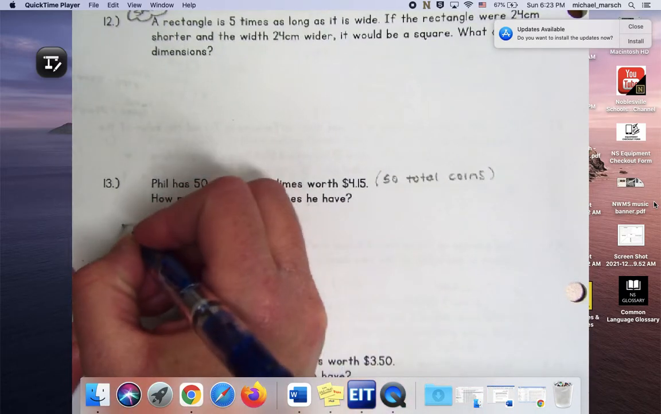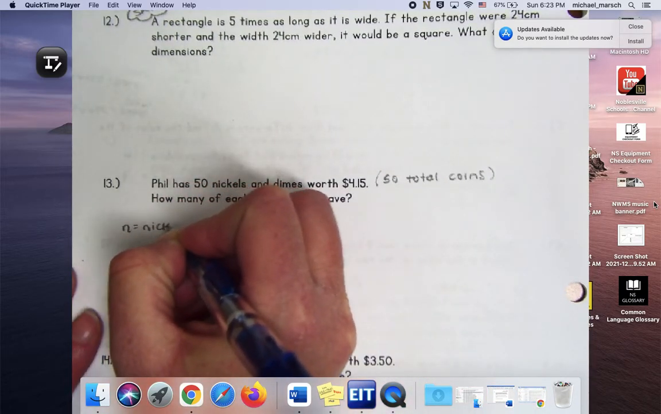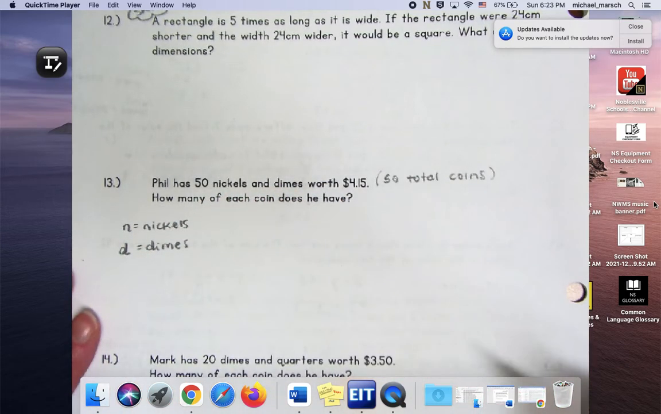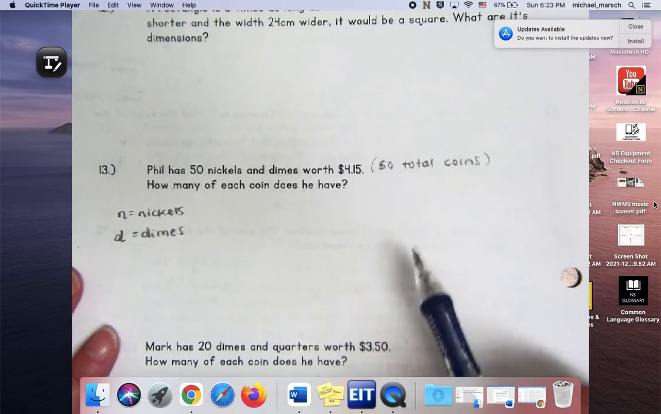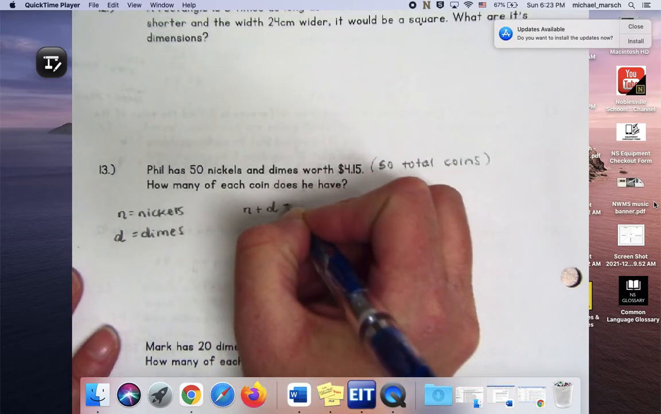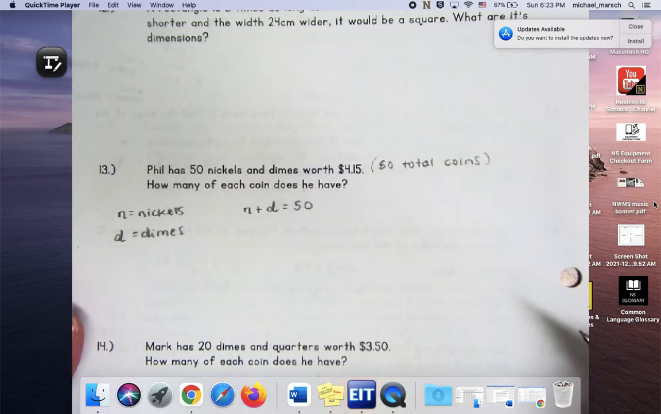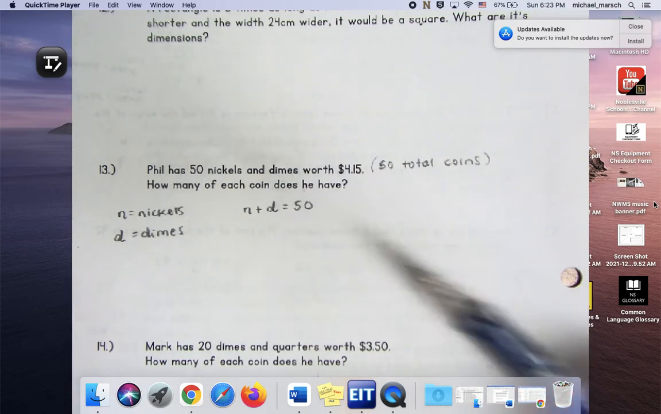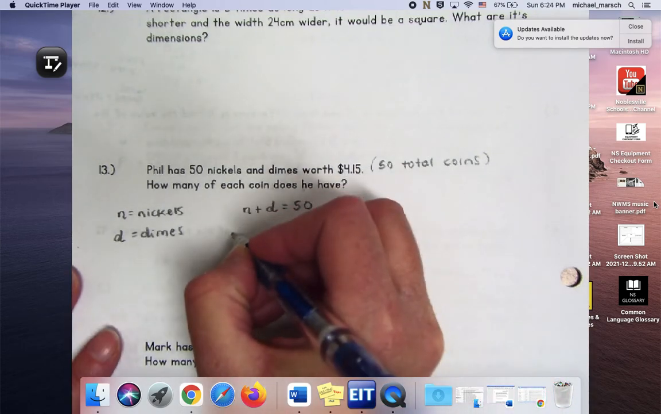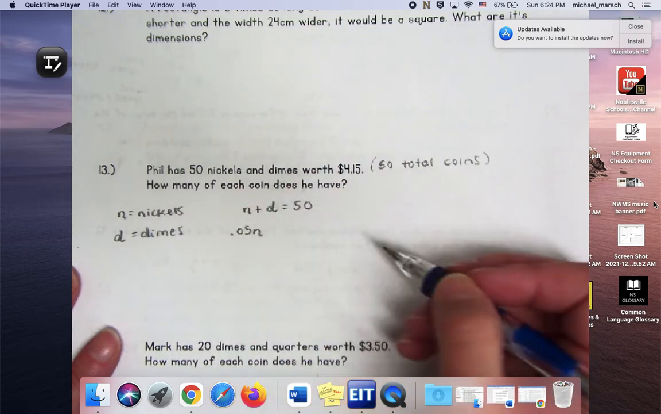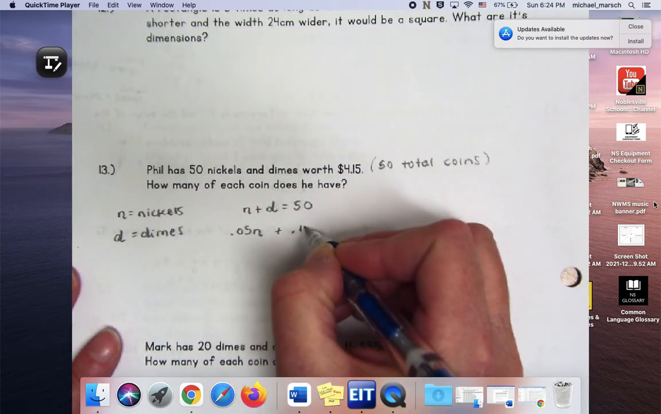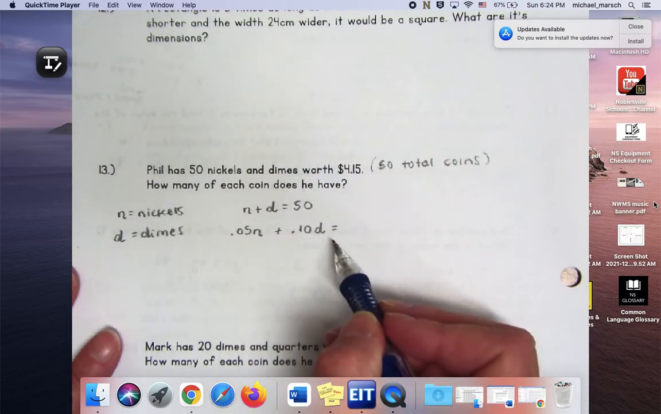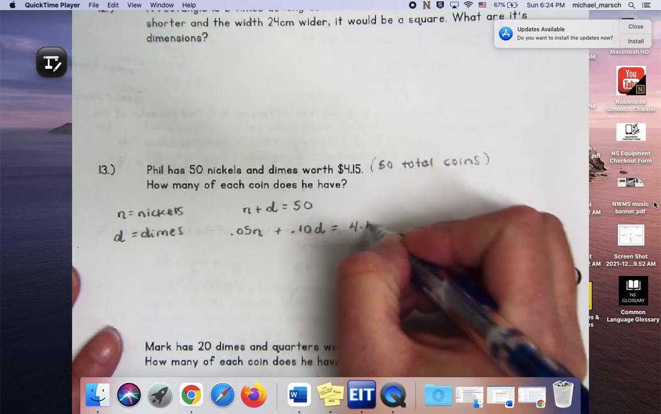For this one, we're going to use N for nickels and D for dimes. I'm not going to use X's and Y's for this. So how many total coins does he have? N plus D equals 50, right? We know how much nickels and dimes are worth, right? How much is a nickel worth? Well, 5 cents. So 0.05 times however many nickels plus 0.10 times however many dimes, because a dime is worth 10 cents, so you write the money as a decimal, and we know that's going to add up to $4.15, right?